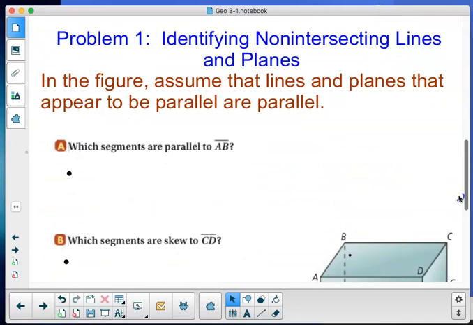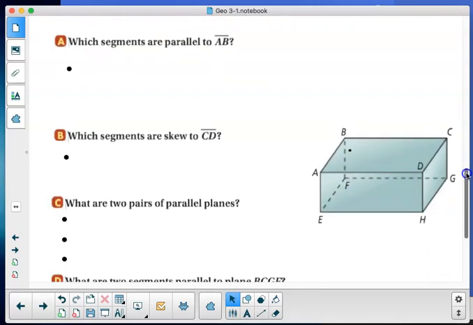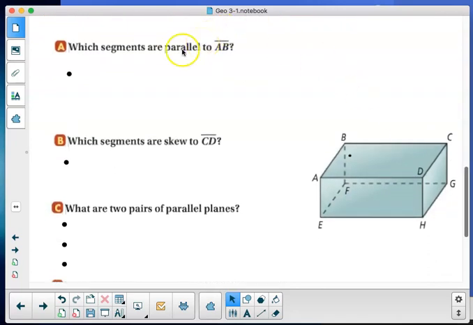In the figure, assume that lines and planes that appear to be parallel are parallel. So which segments are parallel to segment AB? Parallel to AB are segment DC, segment HG, and segment EF. So those things are parallel to it.